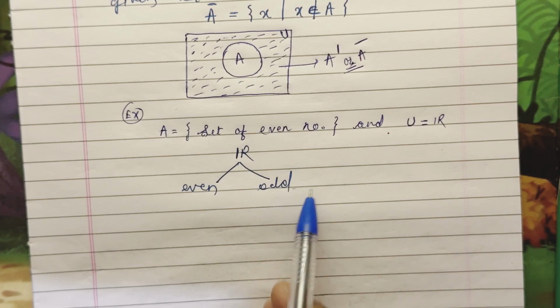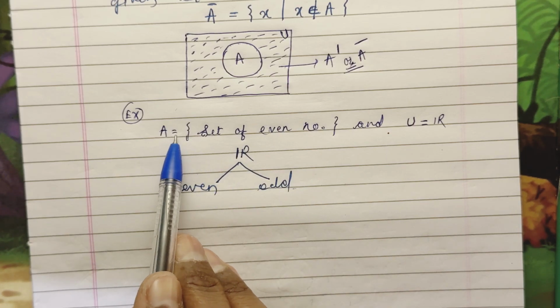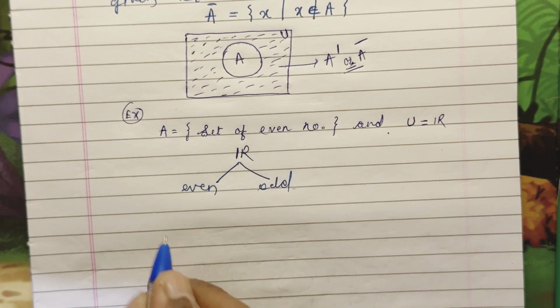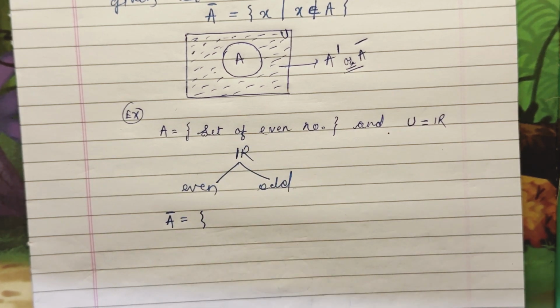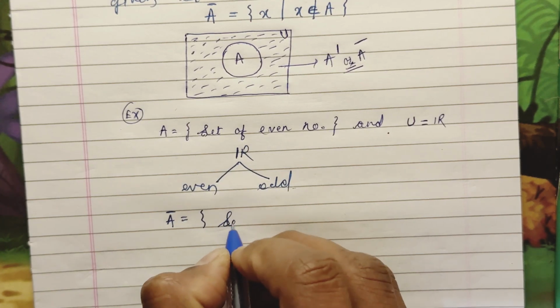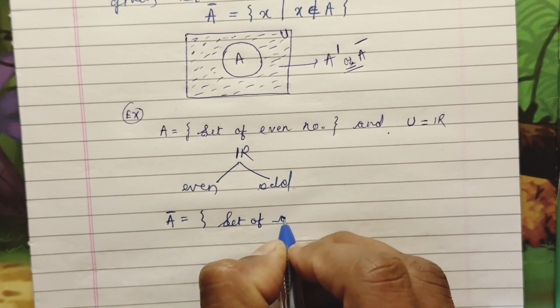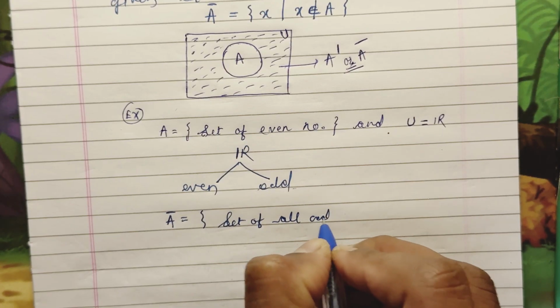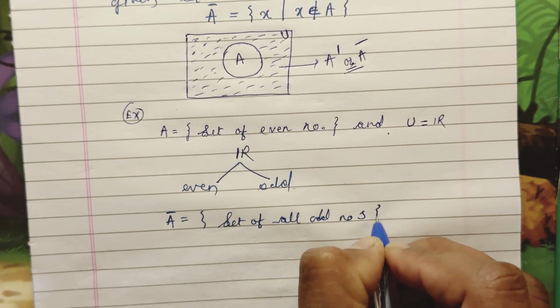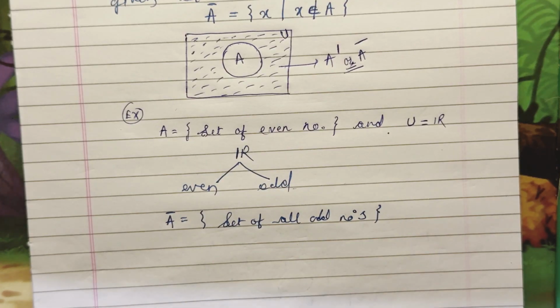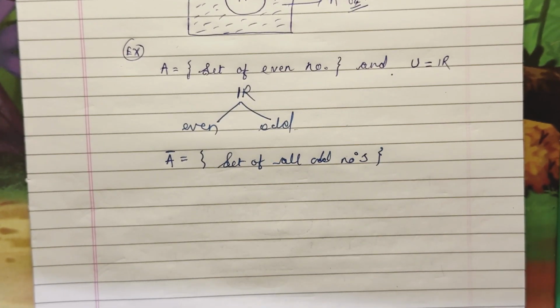That means in set A we have all the even numbers, then in A complement we have only all the odd numbers present, the set of all odd numbers. I hope you all have understood, guys, what the complement actually is.